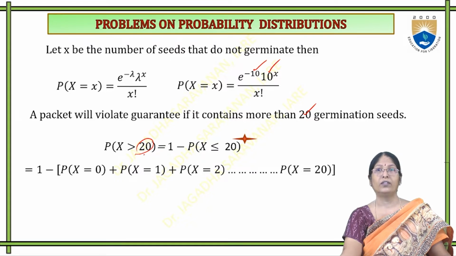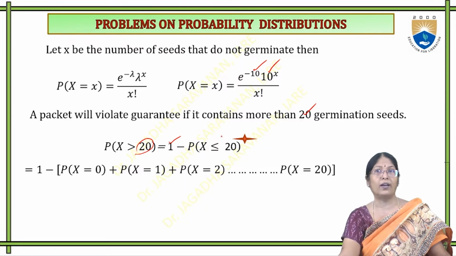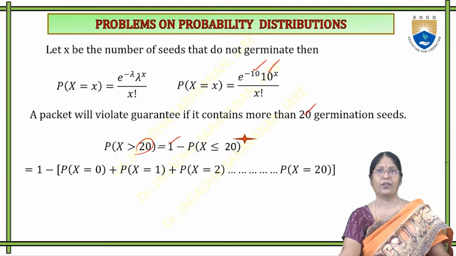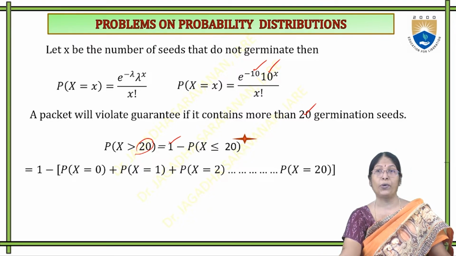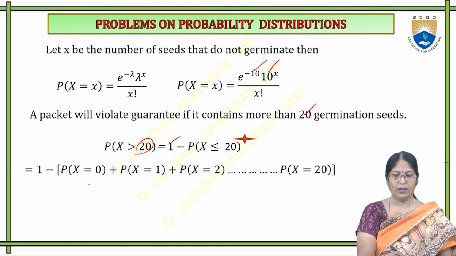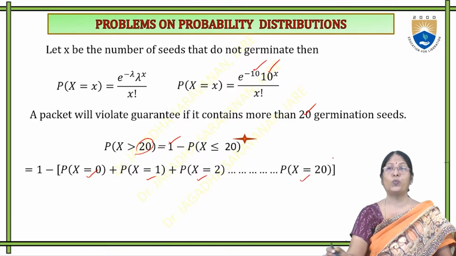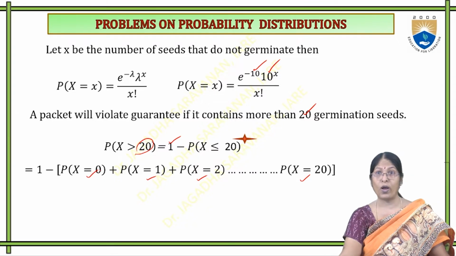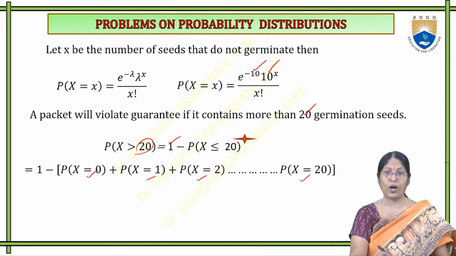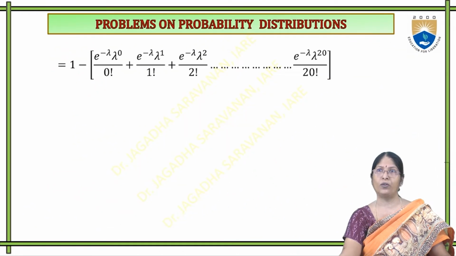Smart way. The total probability is 1. We can subtract the unwanted data. So that's what we have done it here. 1 minus P of x less than or equal to 20. So x equal to 0, 1, 2, up to 20. So it is very easy for x equal to 0 one time, for x equal to 1, x equal to 2, up to 20 we can apply Poisson formula.